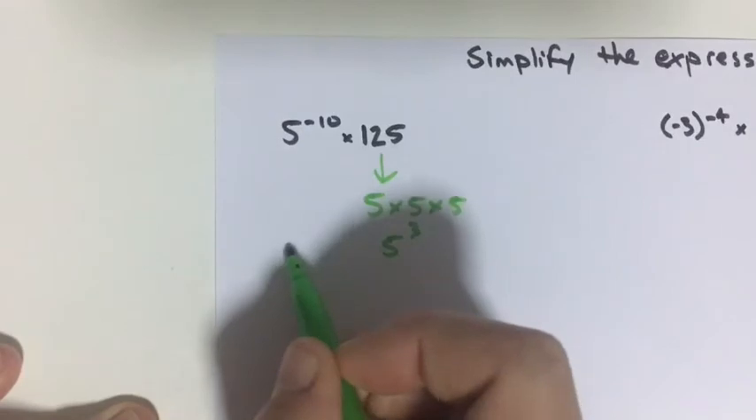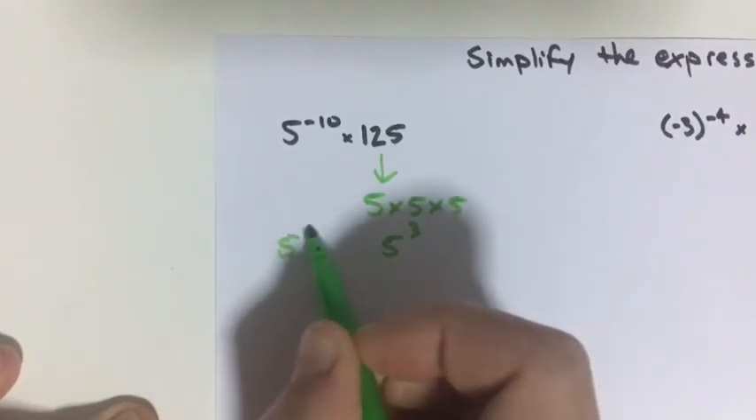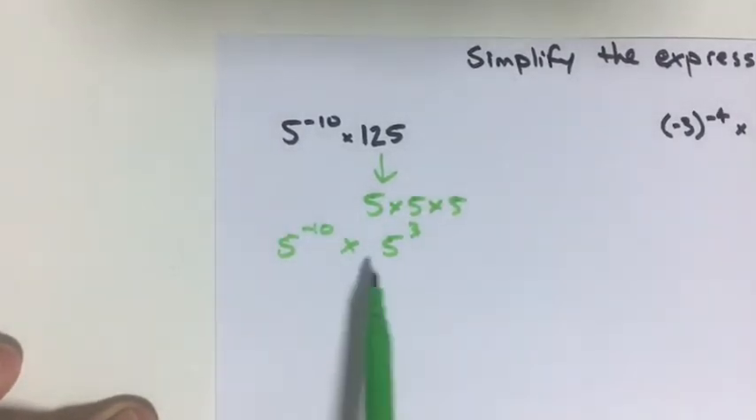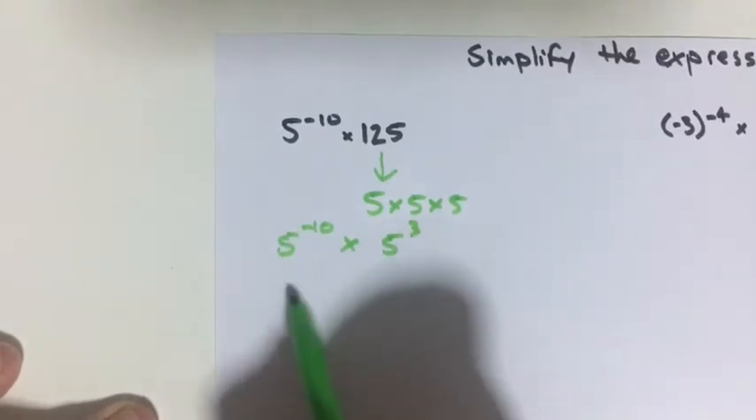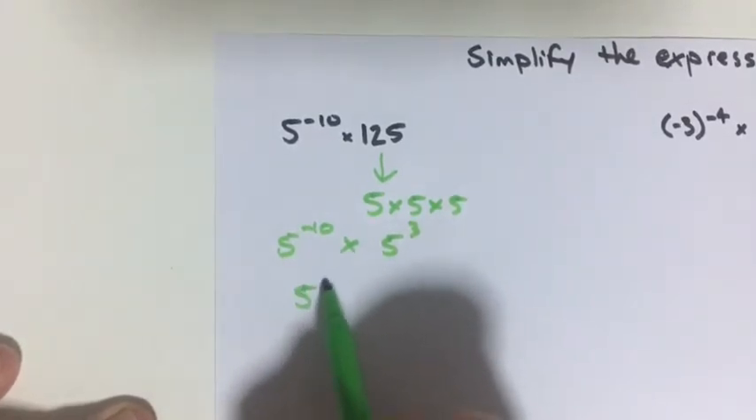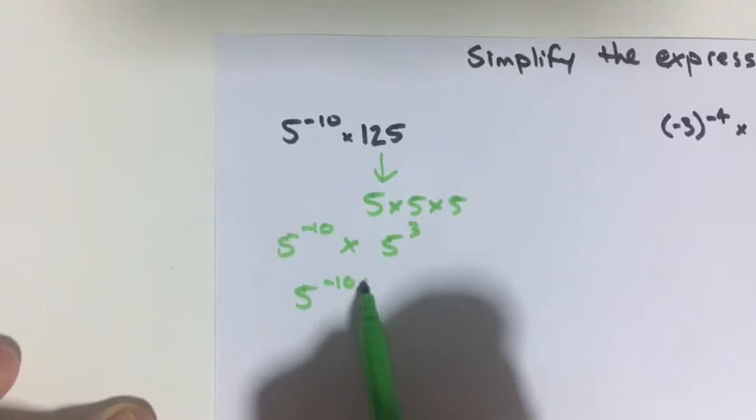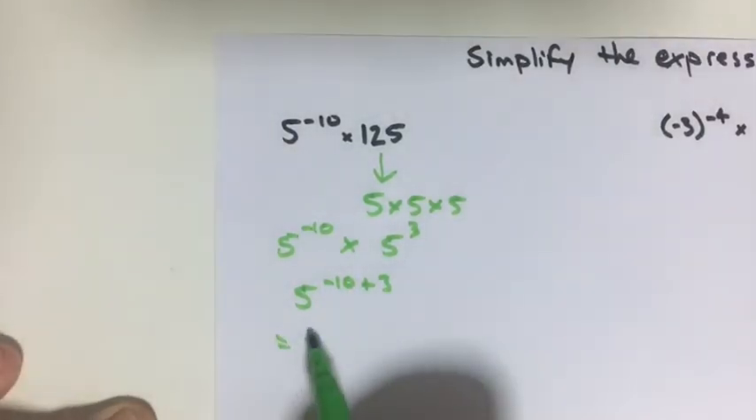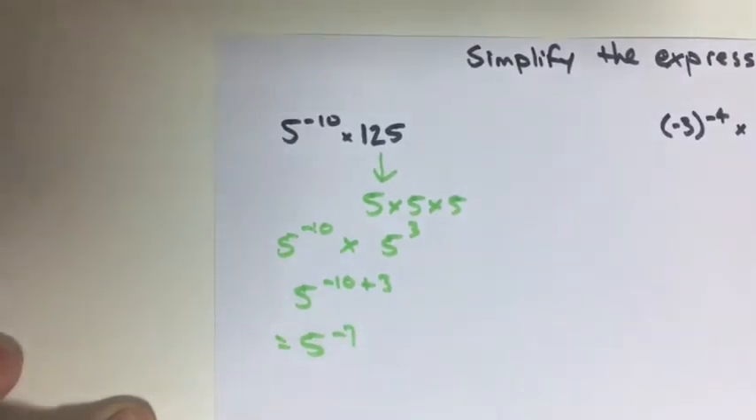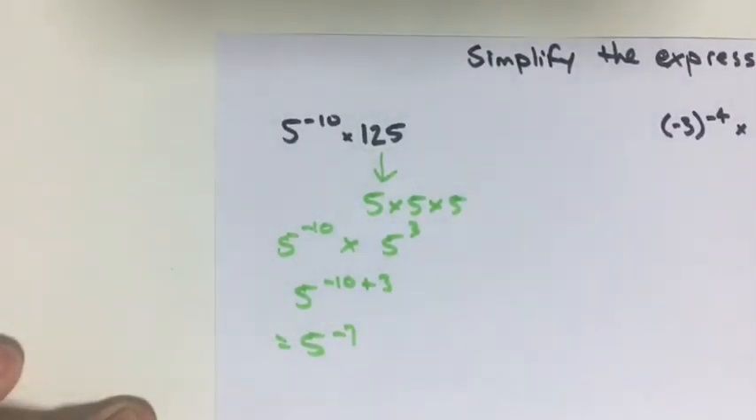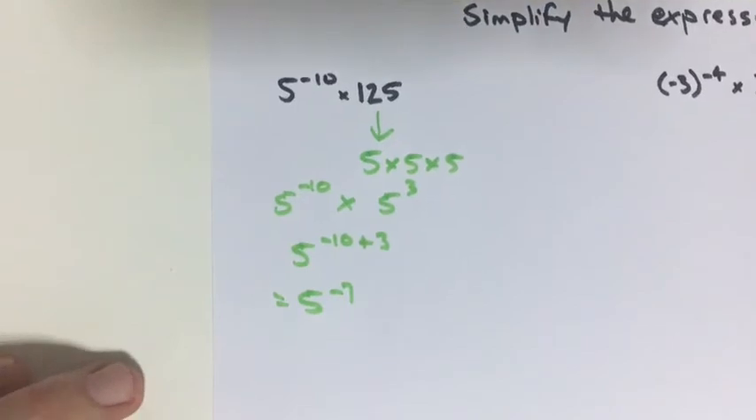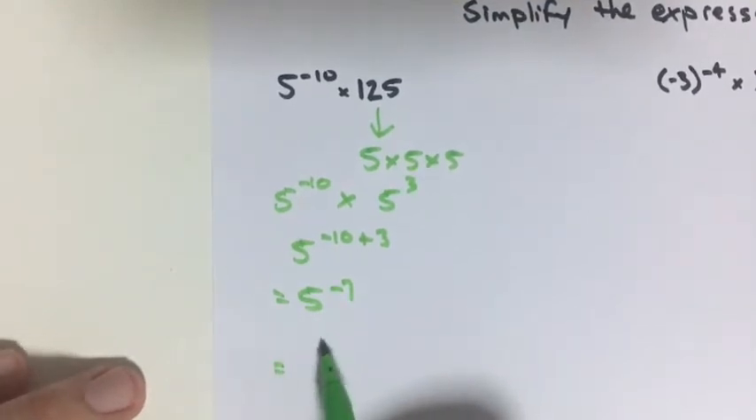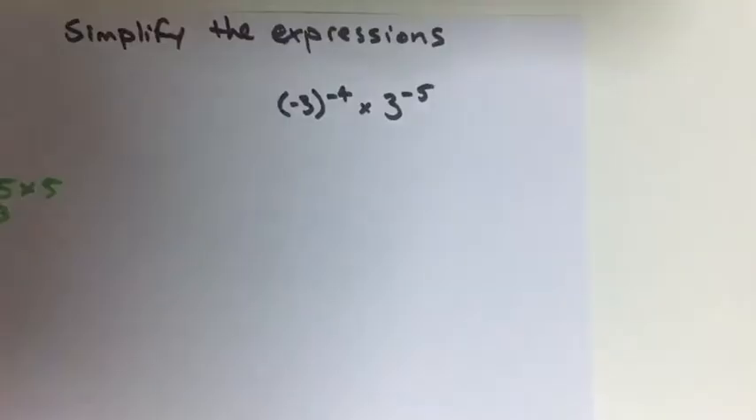Now we can pull this down. We have 5 to the negative 10 times 5 cubed. Now we have the same base, so we can say 5 to the negative 10 plus 3 is equal to 5 to the power of negative 7. Now we don't want a negative exponent, so we're going to make this 1 over 5 to the power of 7.